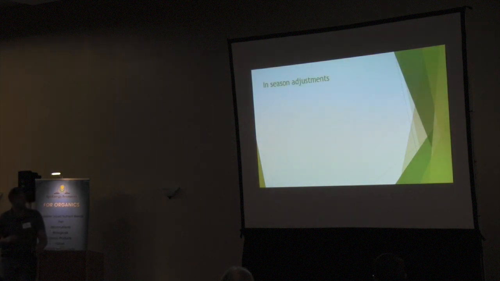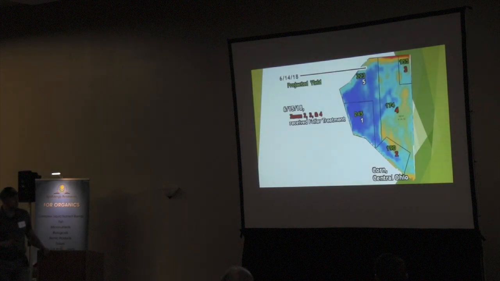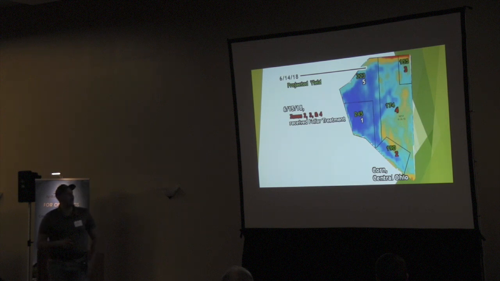So the first one we're going to look at is in-season adjustments. Any data I've shown you has either been cleared with the client or it's data from myself, so no worries there. First field here, this is a cornfield out of Central Ohio. He got in touch with me in March of this year and he says, you know, this field, I know that there's some differences in it, look at it and tell me what you think.